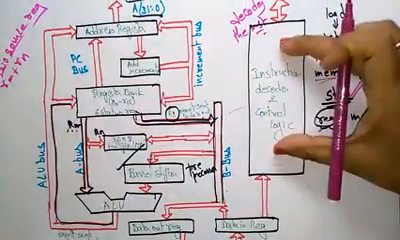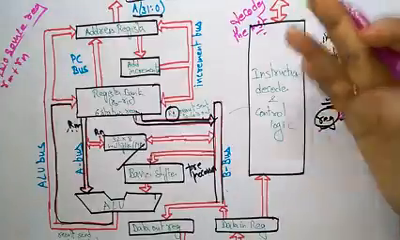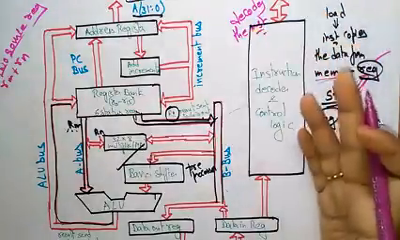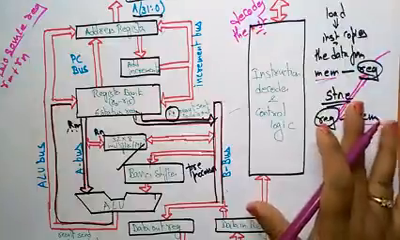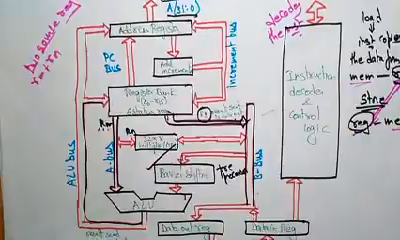This ARM supports three kinds of instruction sets. I already said: the ARM instruction set, the Jazelle instruction set, and the Thumb instruction set. So this is about how the data flows in the ARM organization.